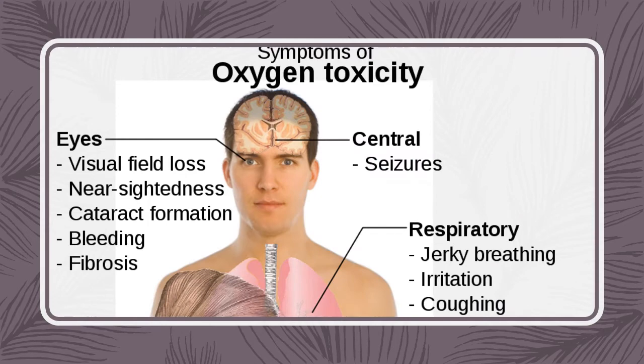Symptoms of too much oxygen include visual loss, nearsightedness, cataract formation, bleeding and fibrosis of the eyes or retina, seizures, and jerky breathing, irritation, or coughing.